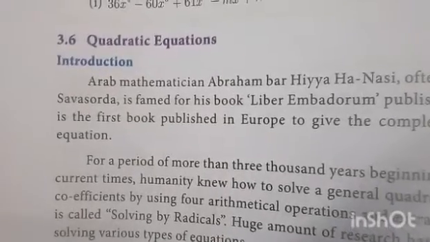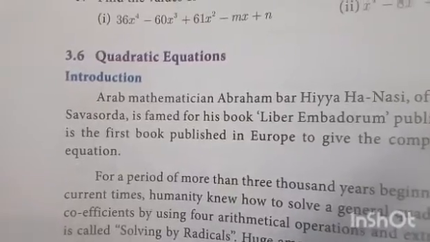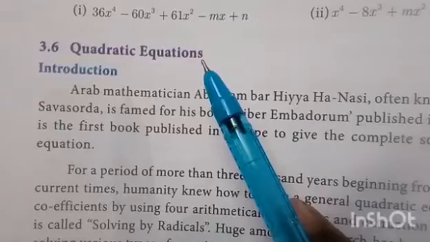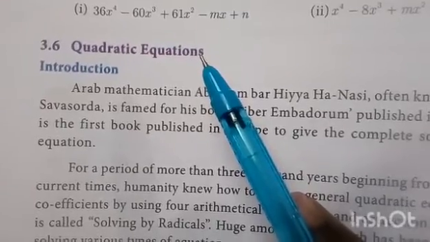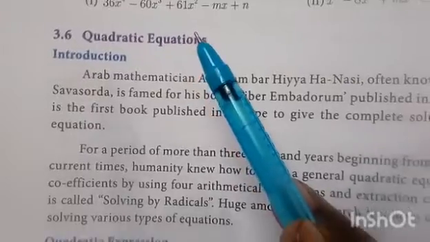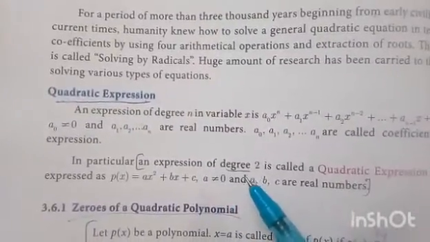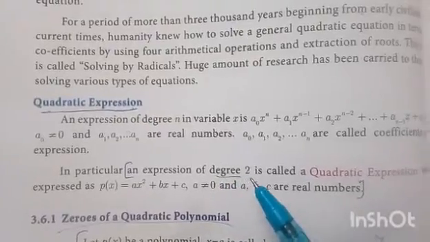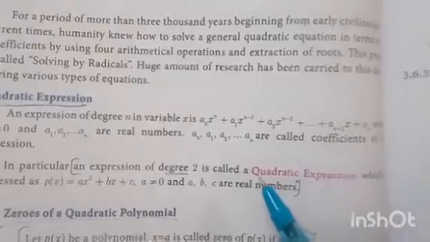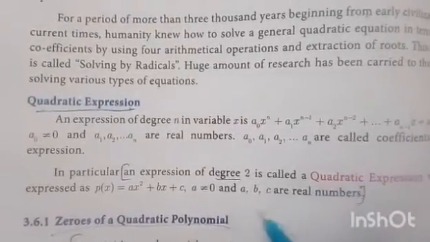Students, now we are going to learn quadratic equations. A quadratic expression means its degree, the highest power, is 2. An expression of degree 2 is called a quadratic expression, and it is expressed as p of x is equal to ax square plus bx plus c.